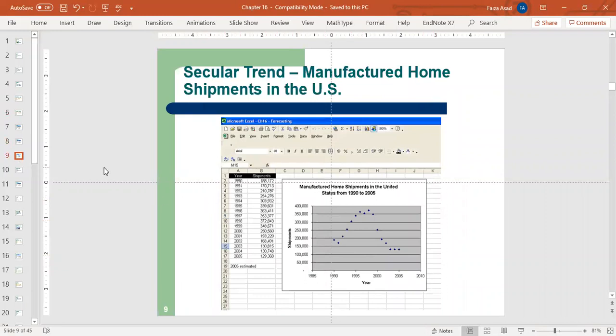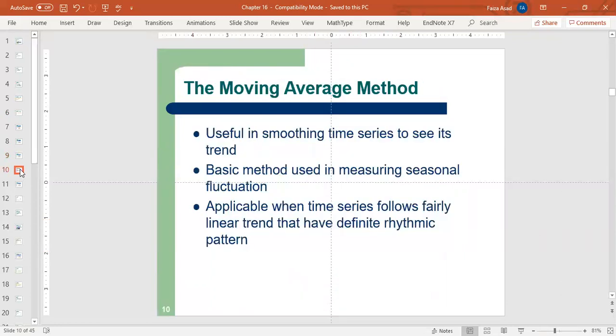So after completing this chapter, if we have lectures left, we will do the Excel exercises. At that point you will easily understand how we can plot these points on the chart. So moving on to the next slide, the moving average method.